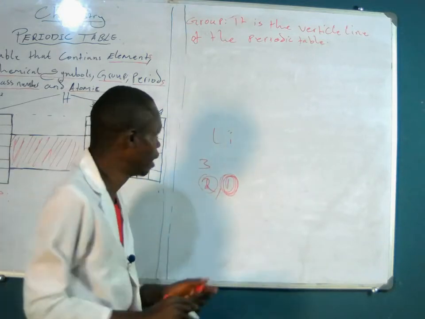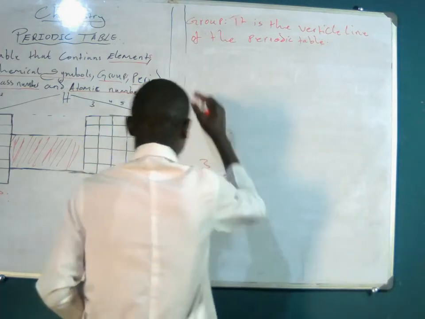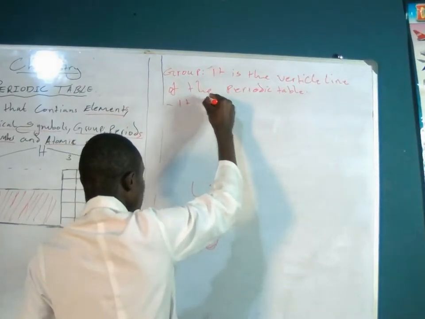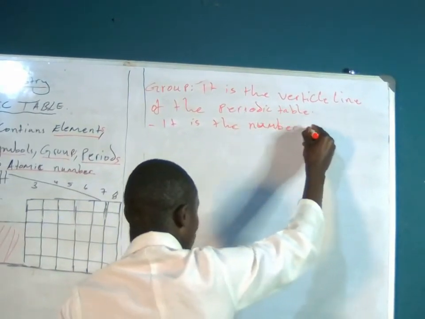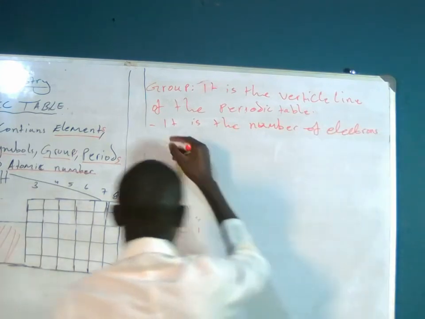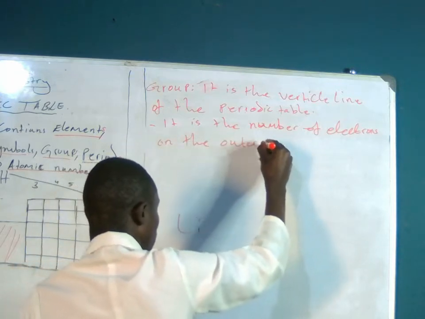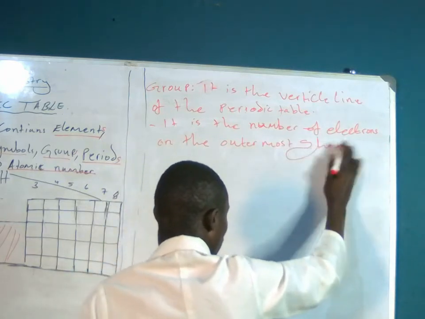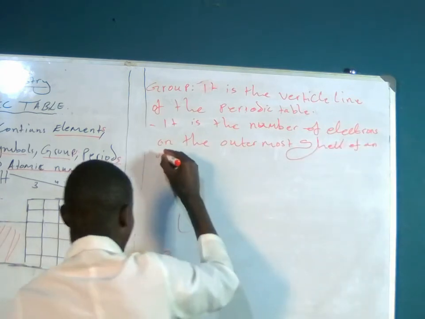You can even check there on your periodic table. So that is another definition for the group of the periodic table. We are saying that it is the number of electrons on the outermost shell of an element.